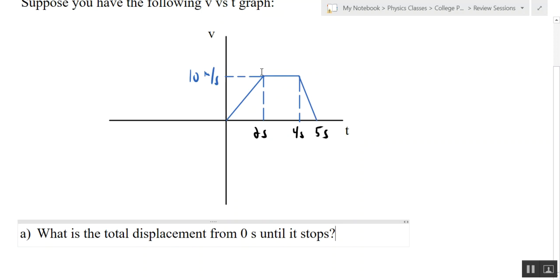And then what happens from 2 to 4 seconds? You go at a constant velocity of 10 meters per second with acceleration of 0. And then what happens from 4 seconds to 5 seconds? You're slowing down until you stop. So you're always going to the right. You're never going to the left. So therefore, your displacement is not 0, right?